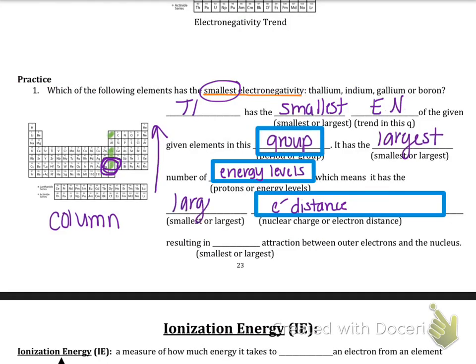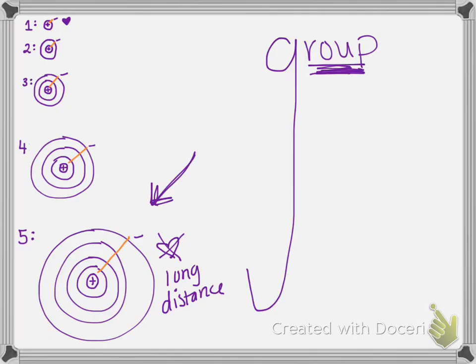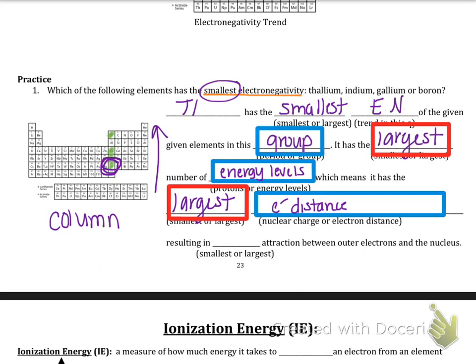A little pattern here is that these two words should always match. So here and here should always match. Okay, because if you have a lot of energy levels, you are going to have a huge distance between your protons and electrons. Now, the last word here is about attraction.